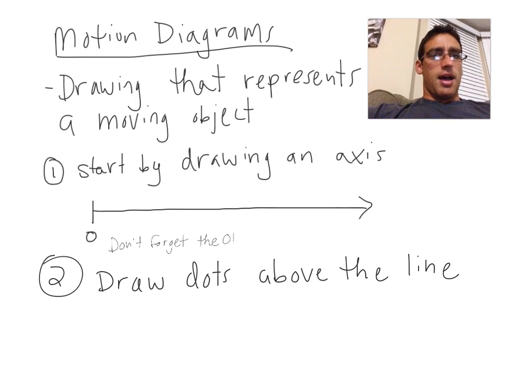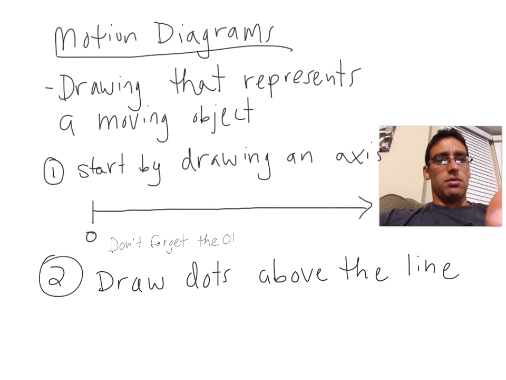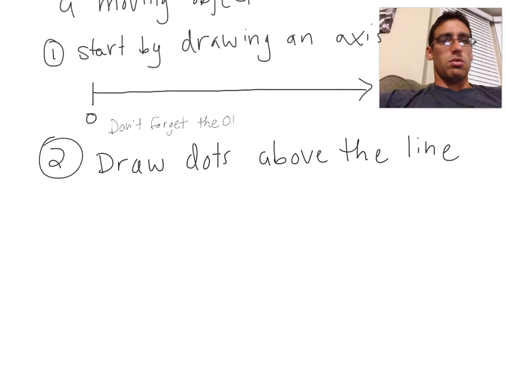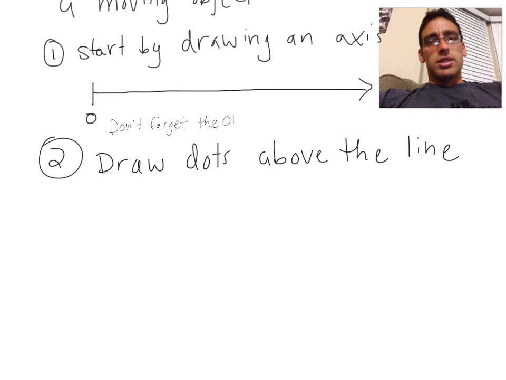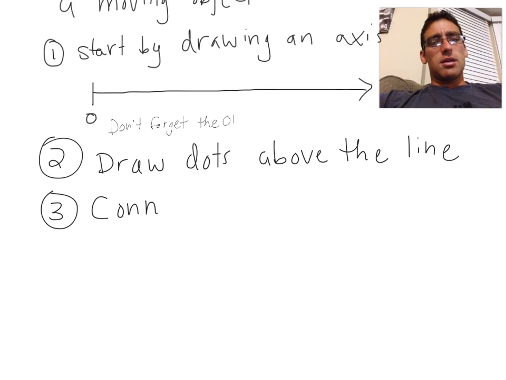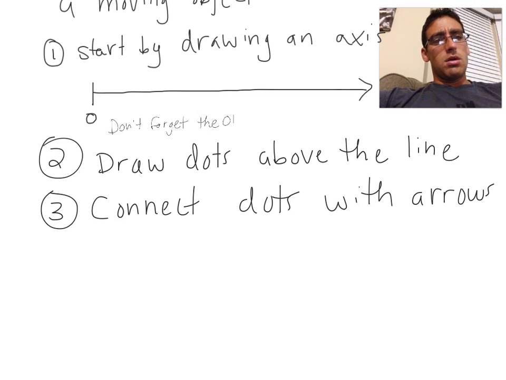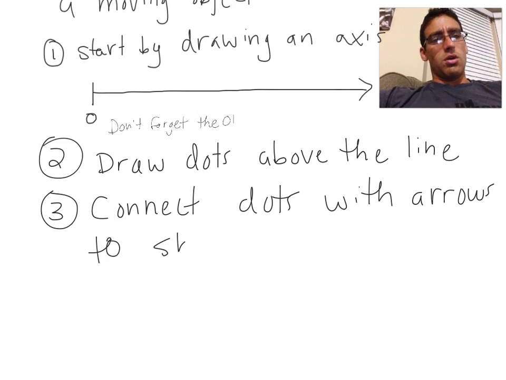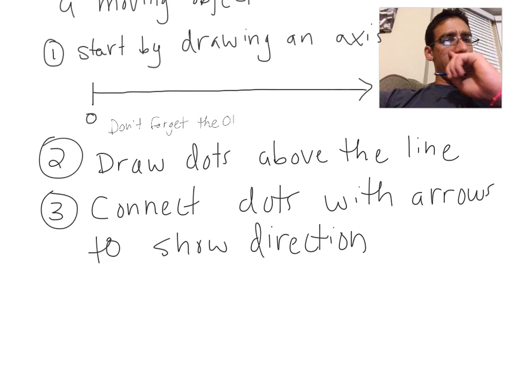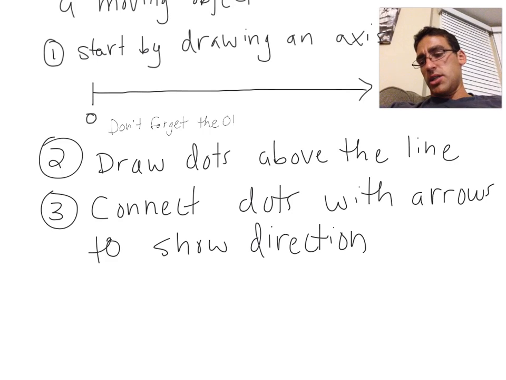All right, so after that, now I'm going to have to move me down there. And let's see if I can do this. Cool. Okay. All right, so step 3 is going to be to connect dots with arrows to show direction. All right, so our dots have to have arrows between them in order to show what direction we're going.